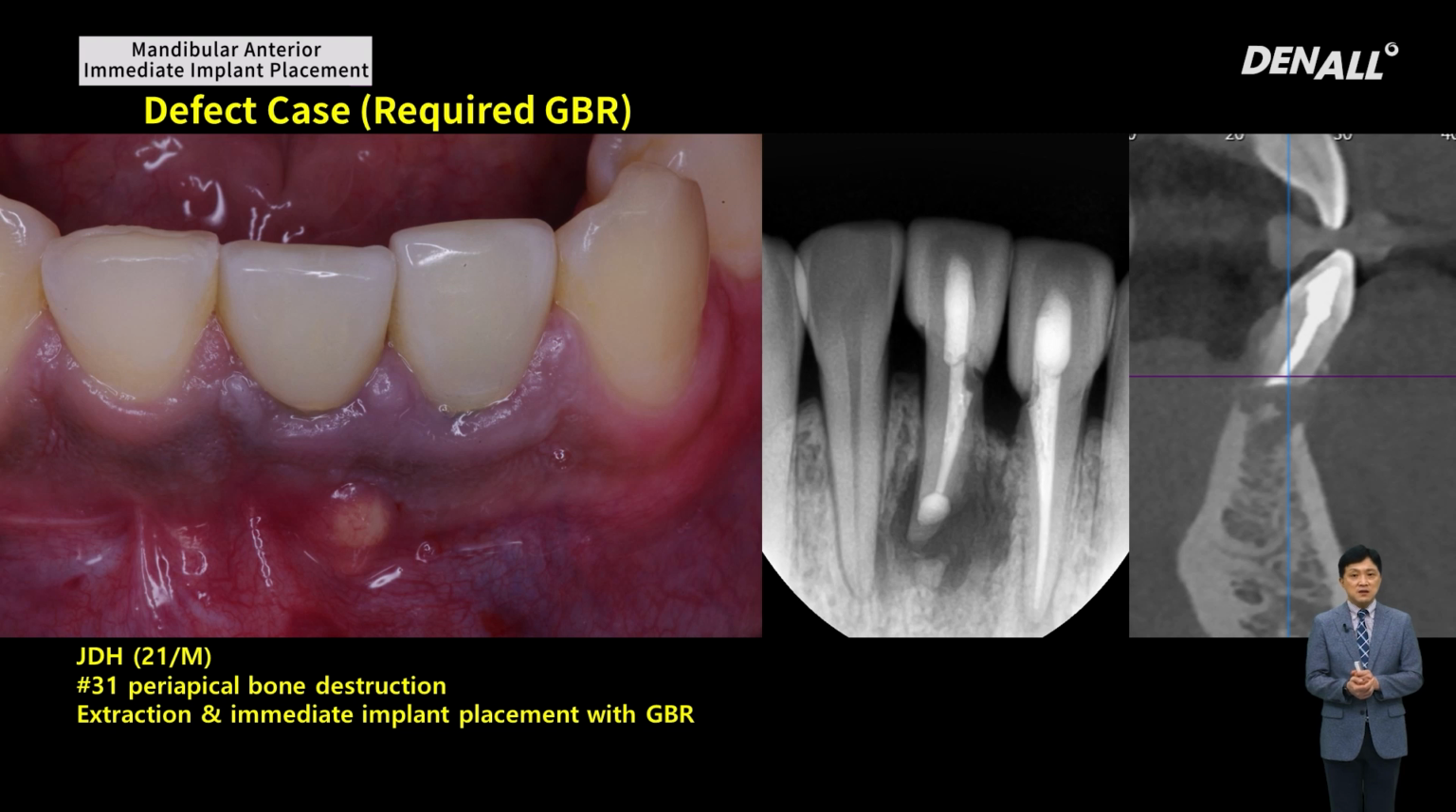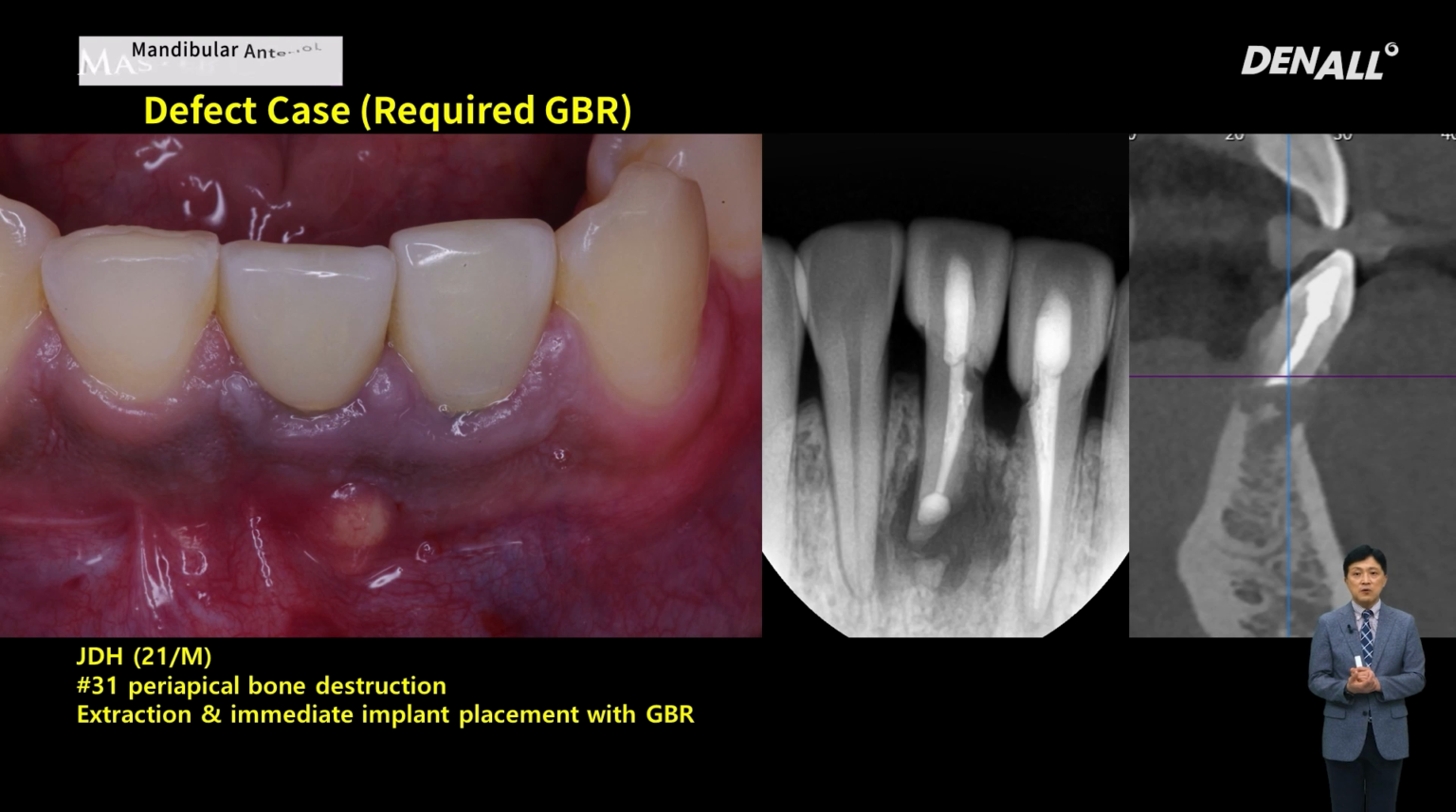The patient received fused teeth treatment. The teeth were separated, and the treatment is done for both teeth. As you can see, tooth number 31, there are 3 incisors here. Number 31 has periapical bone destruction. Therefore, it was extracted, and immediate implant placement is planned with the GBR.